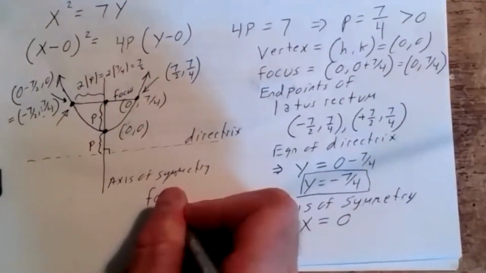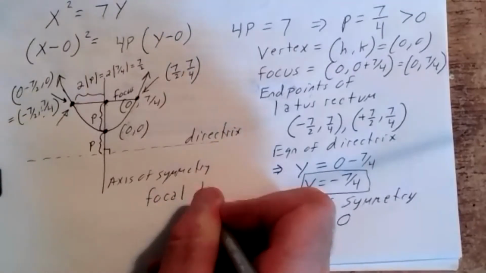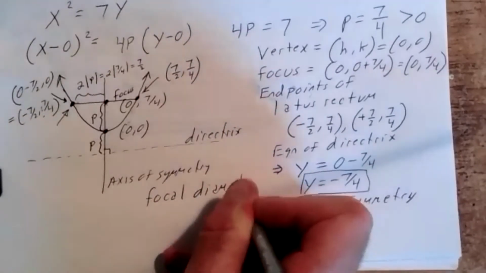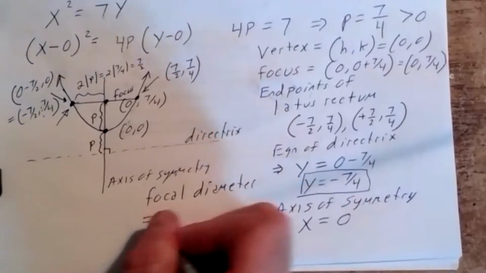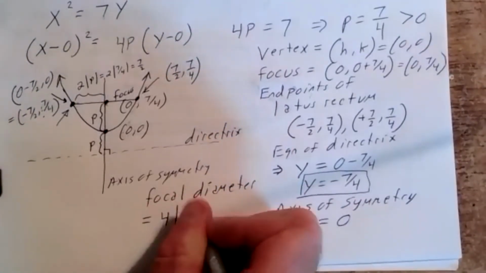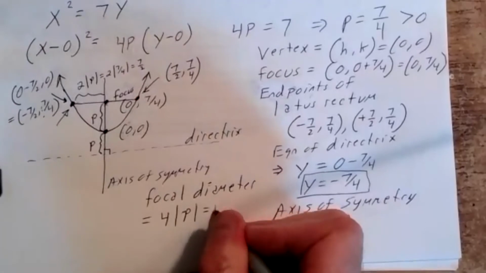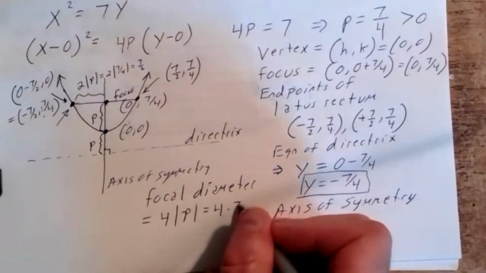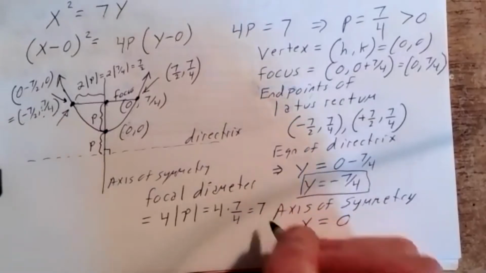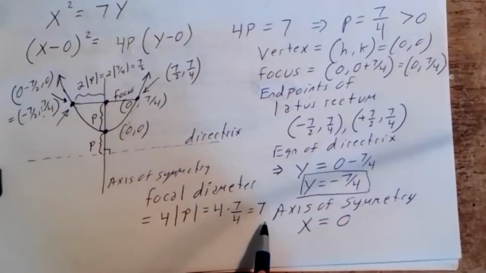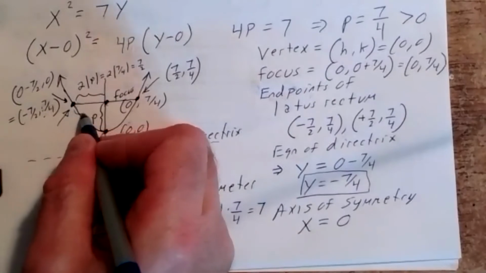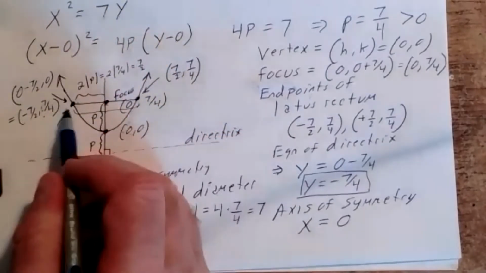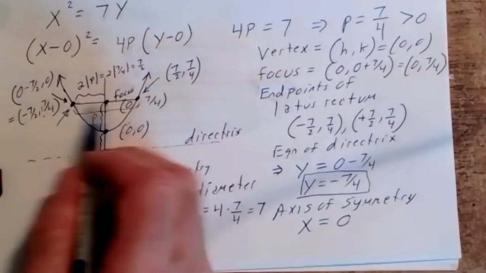What would be the focal length, or the focal diameter rather? Should be saying focal diameter. That's 4 times the absolute value of p always. So that's going to be 4 times 7/4, which is 7. That would be the length of your focal diameter, 7. That would be the length of basically your latus rectum, which is going to be 7 units long. Right, 7 units.